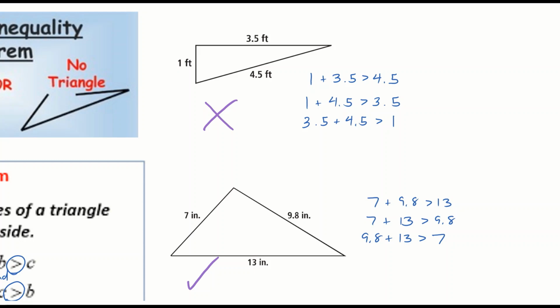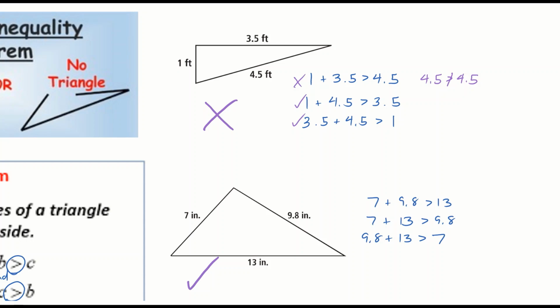So while 3.5 plus 4.5 is in fact greater than 1, and 1 plus 4.5 is in fact greater than 3.5, here's where it fails, this top one. 1 plus 3.5 is not greater than 4.5. It is equal to 4.5. And because that's greater than, not greater than or equal to, this is a false statement. In other words, 4.5 greater than 4.5, that's not true at all, okay? Those two numbers are equal, not greater than each other. So therefore it can't exist.